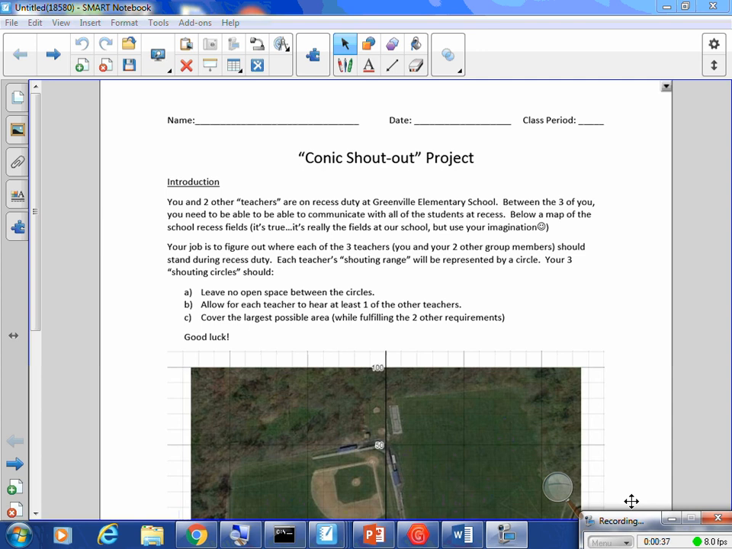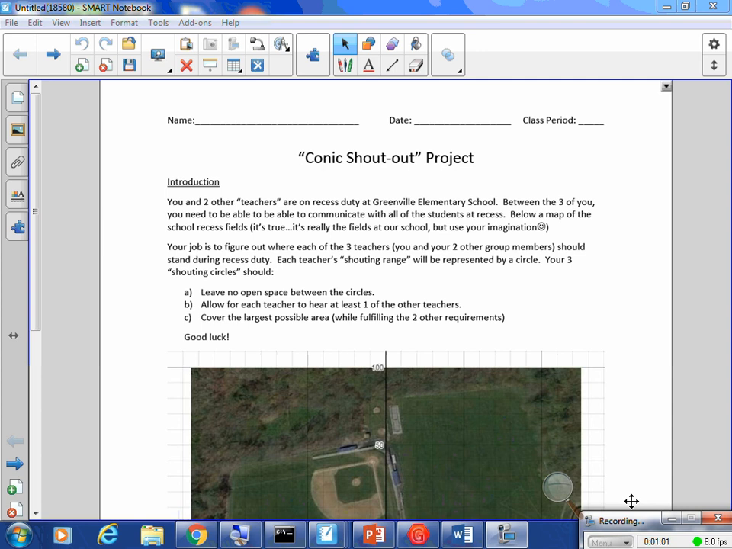You and two other teachers are on recess duty at Greenville Elementary School. Between the three of you, you need to be able to communicate with all the students at recess. Below is a map of school recess fields, which is actually our own school fields, but use your imagination. Your job is to figure out where each of the three teachers, you and the other two group members, should stand during recess duty.